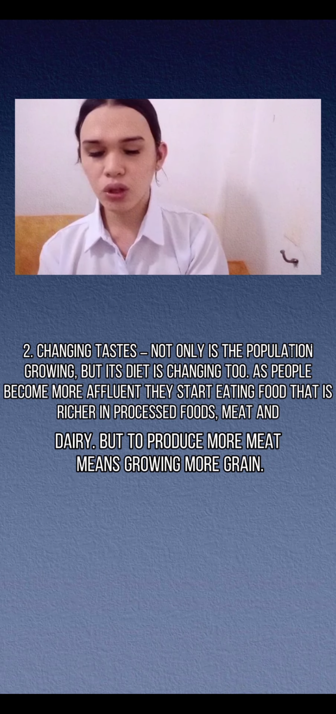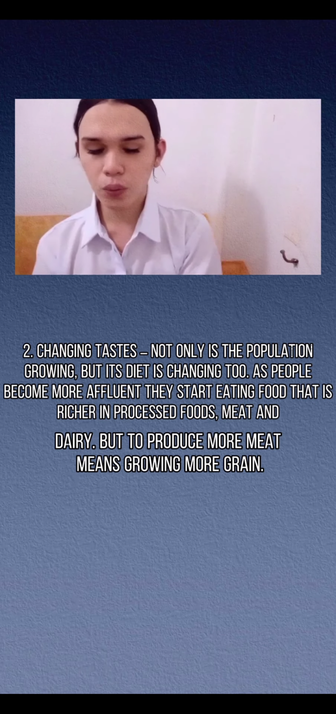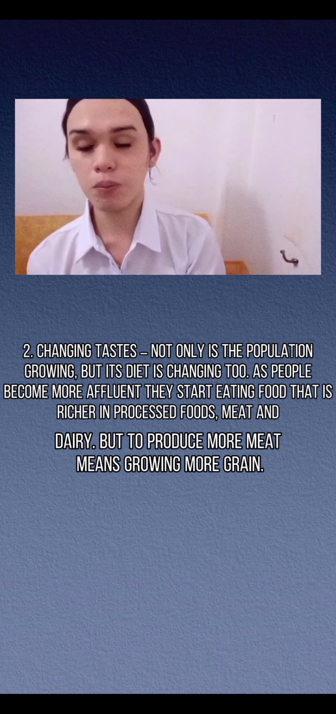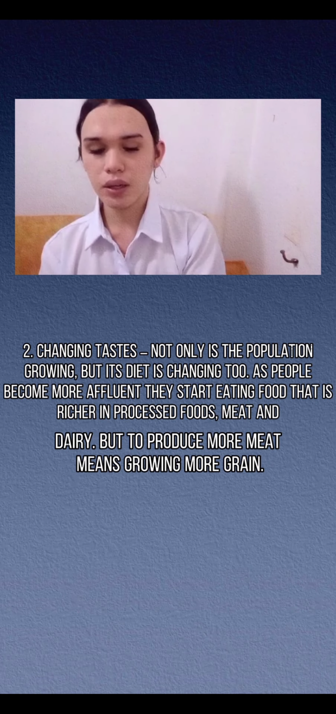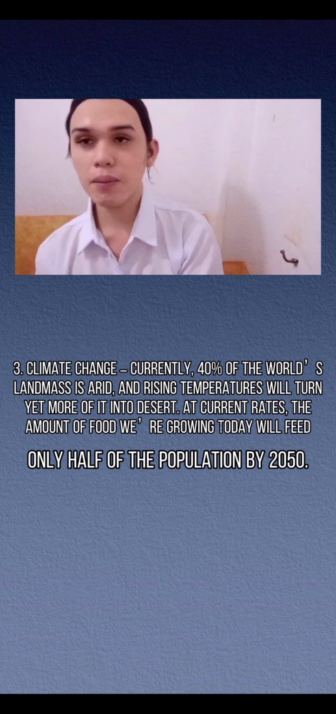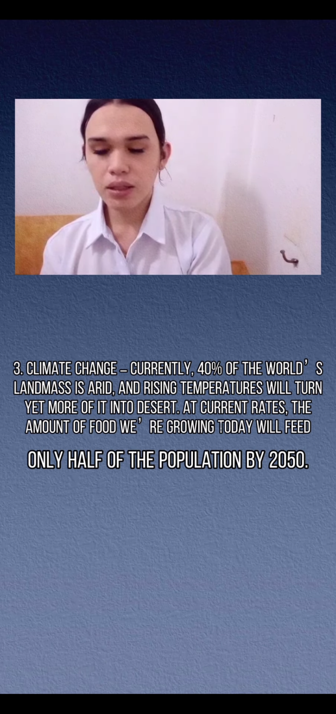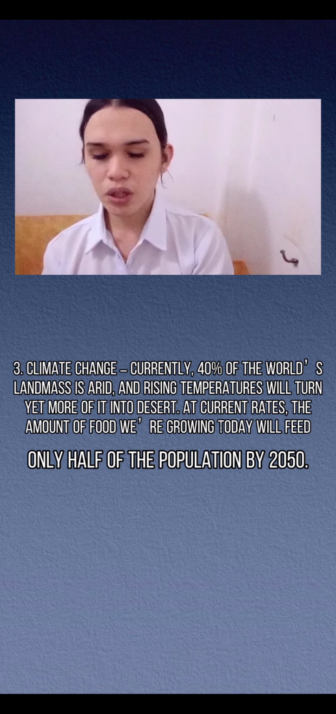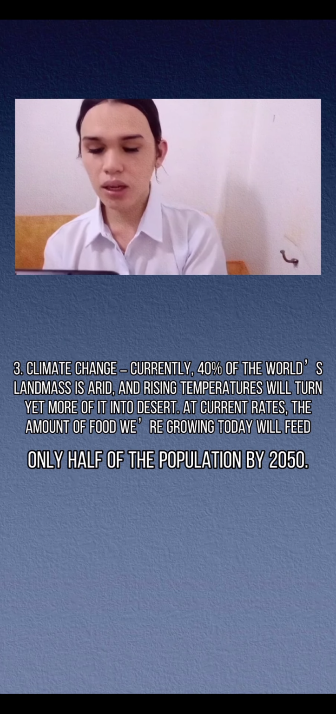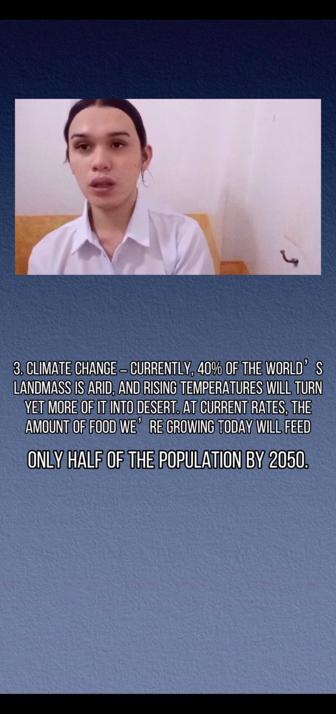Number 2. Changing tastes. Not only is the population growing, but its diet is changing too. As people become more affluent, they start eating food that is richer in processed foods, meats, and dairy. But to produce more meat means growing more grain. Number 3. Climate change. Currently, 40% of the world's landmass is arid, and rising temperatures will turn yet more of it into desert. At current rates, the amount of food we're growing today will feed only half of the population by 2050.